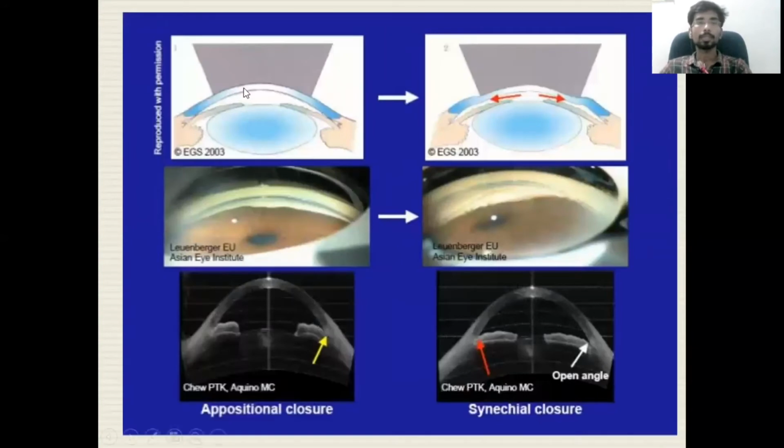Suppose on the initial picture, it looks like appositional closure on gonioscopy in this patient. Whereas when we do the indentation, there is anterior chamber widening and the angle will be opened. On gonioscopy, there is peripheral anterior synechia located here. So due to the synechia, the angle is closed here.